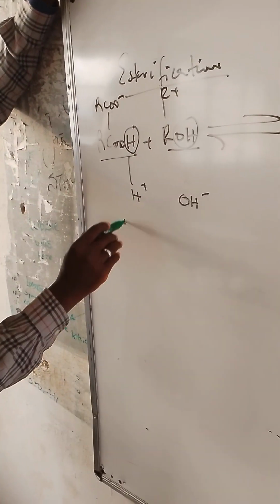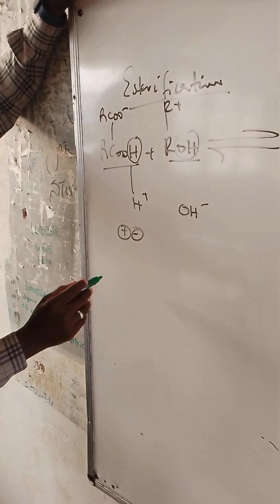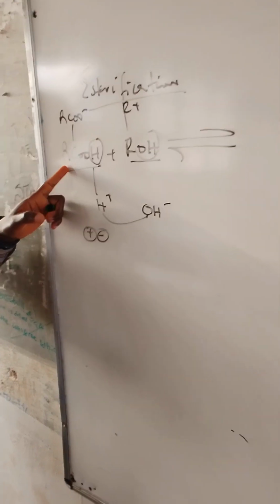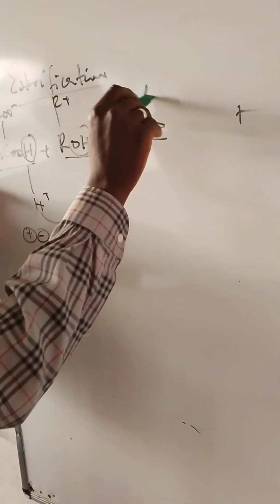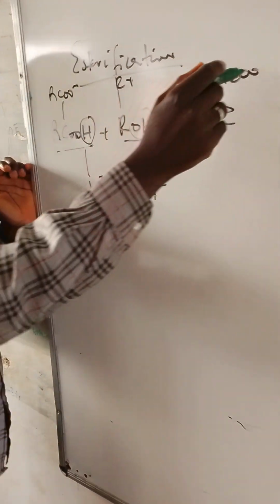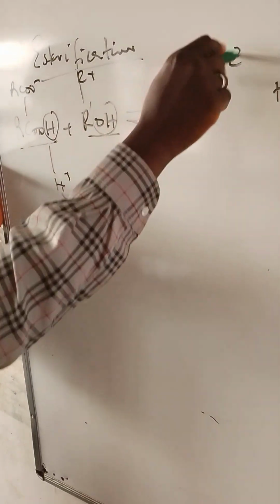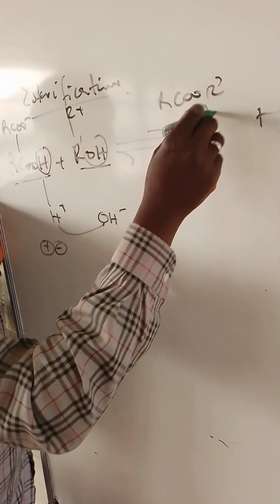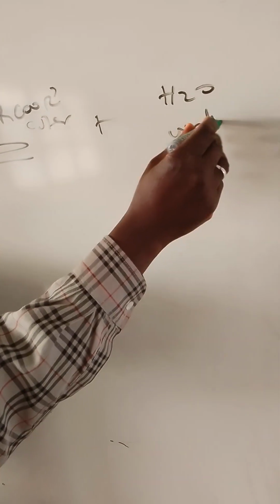You will join plus with minus. When you join this with this, automatically water is formed. But when you join this, you start writing this, which is RCOO. You do not join it with this. If you like, put a prime here, which is RCOOR', and this is called ester, and this is water. The above reaction is called esterification reaction, under reversible reaction.